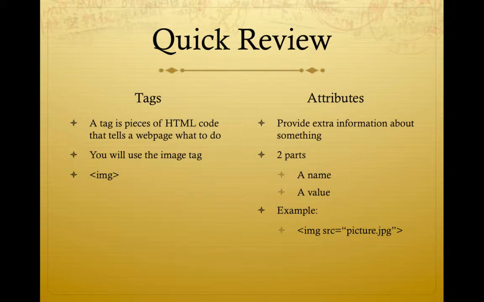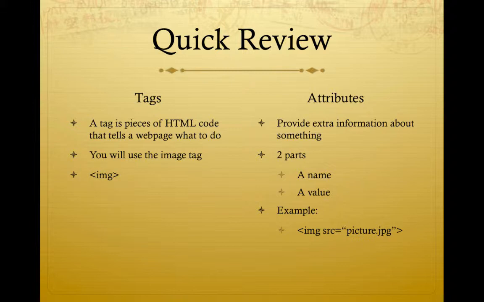First, a quick review. Let's start with tags. A tag is a piece of HTML code that tells your web page what to do. You've been using many tags since we've started learning about HTML. For example, you've used the doc type tag, the paragraph tag, the break tag, the heading tag, the strong tag. Today, you're going to be using one tag, the image tag. Tags are made up of abbreviations, such as IMG, and they are always found inside of carets.